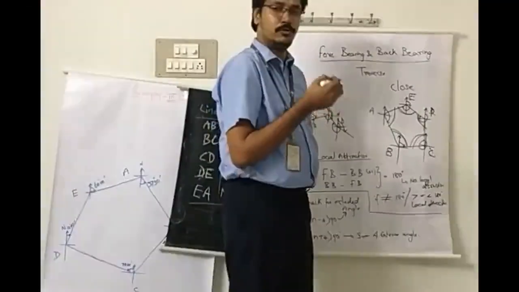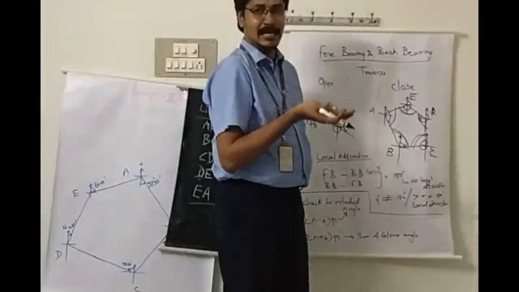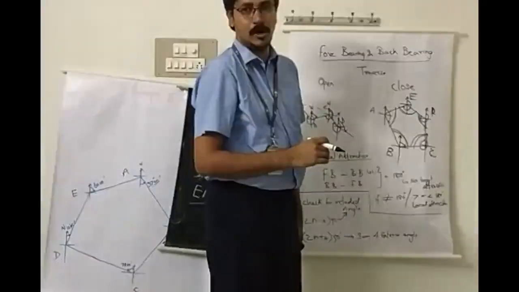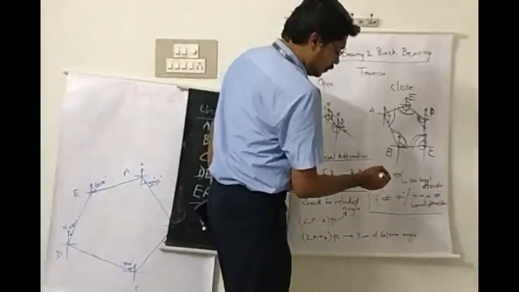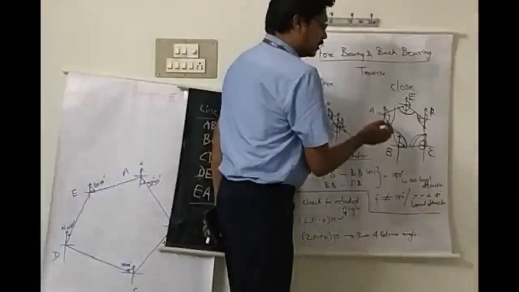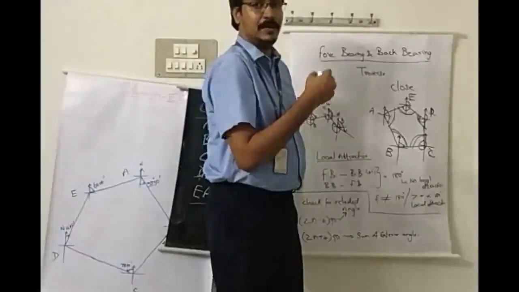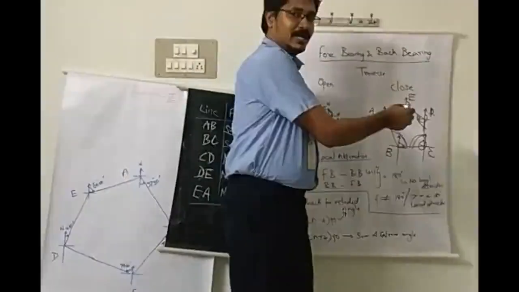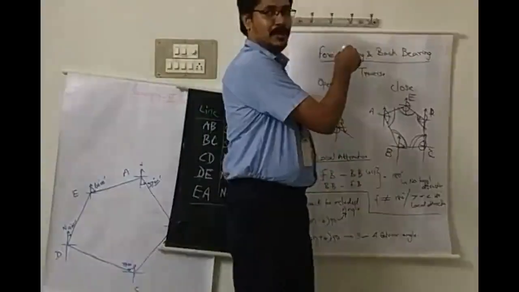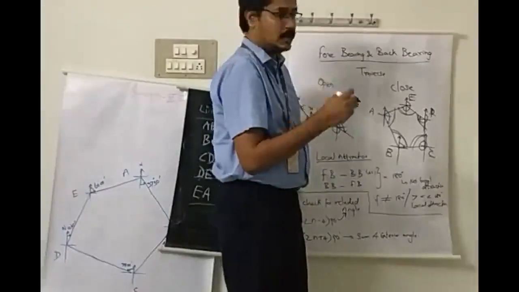The error may be due to the instrument level, handling error, or local attraction also, right? So this can be checked. If it does not tally, then the included angle can be corrected, and after correcting the included angle, we can correct the bearing. It is one type of method.